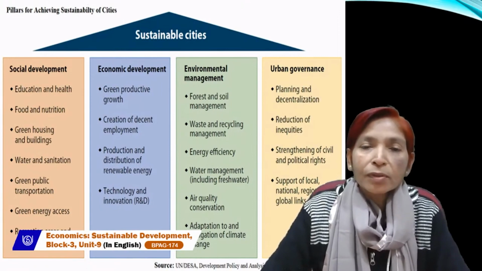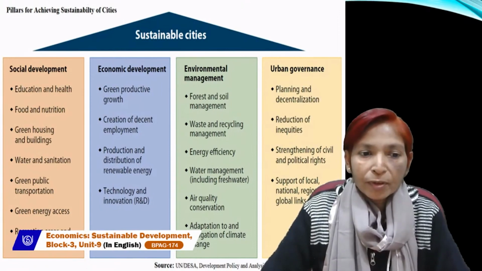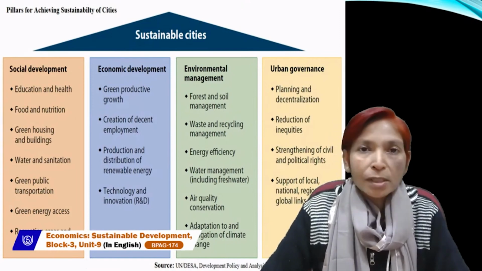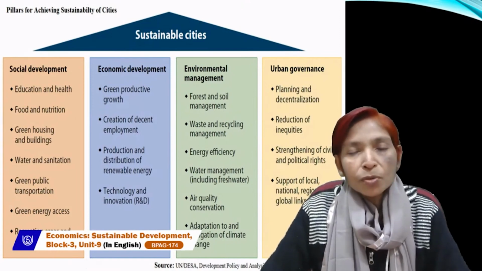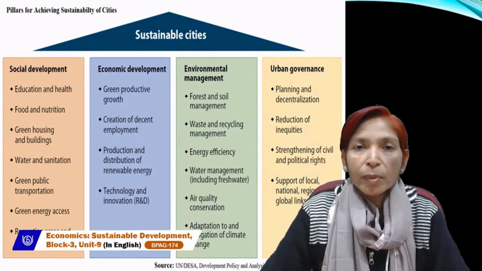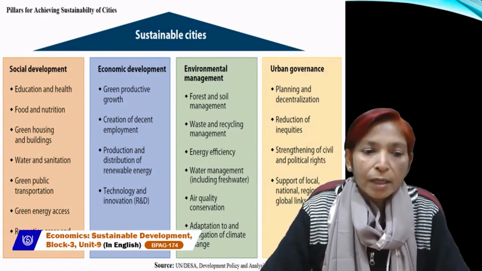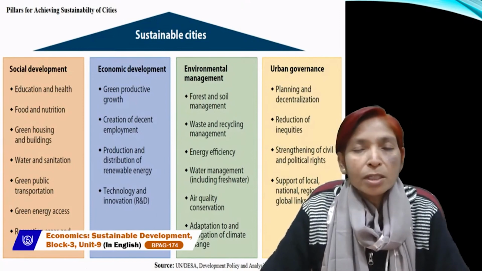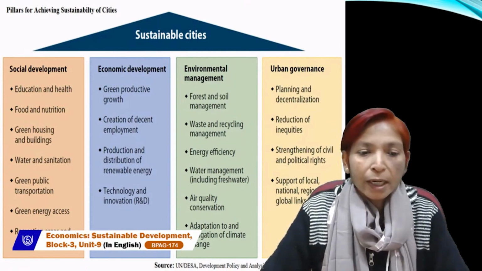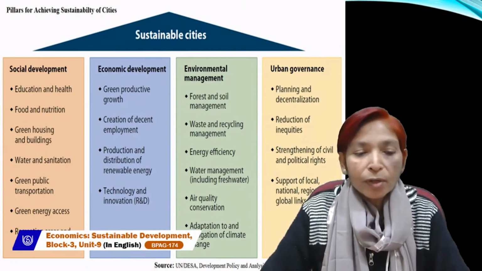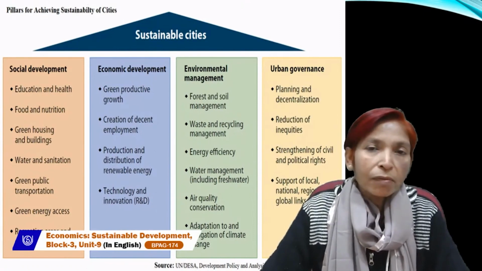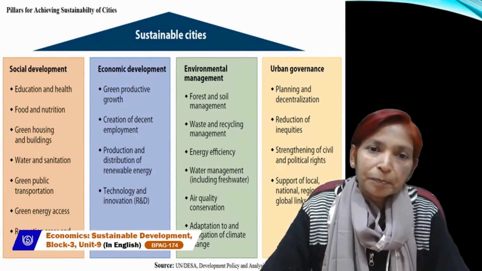Production and distribution of renewable energy. We should produce and distribute renewable energy sources and avoid using more non-renewable resources. Next, the government should spend more money on research and development, technological development and innovation. This type of development and research is very necessary for the achievement of sustainable development.